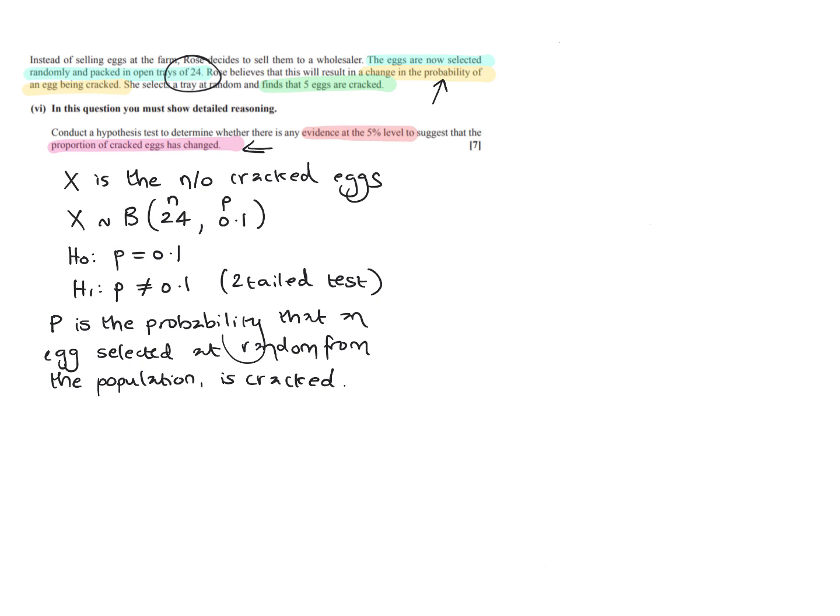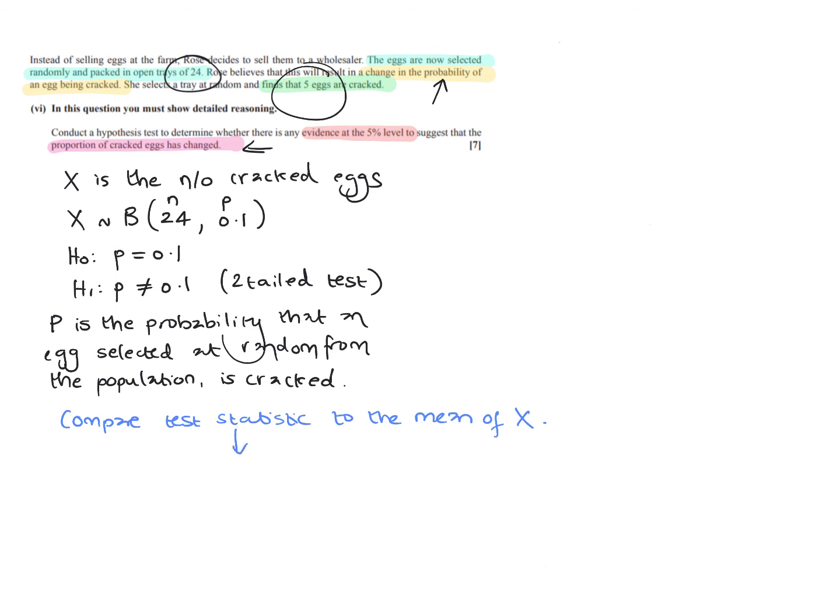Now, where do we go from here? Well, we have a test statistic, which is that we know that 5 eggs are cracked. So we have to decide whether we're looking at the lower tail or the upper tail for this hypothesis test. Now, the way I like to do that is to compare the test statistic to the mean value.